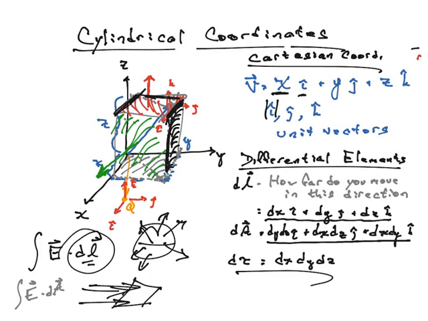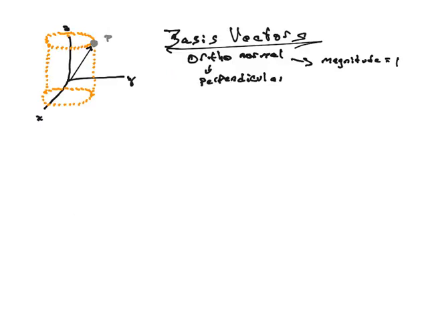If i hat had a magnitude of 2, then if I multiply x by i hat, it'd be 2 times x in the i hat direction. So they all have a magnitude of 1. They're normal. And i hat, j hat, k hat are all perpendicular to each other. They're orthogonal. x, y, and z are all perpendicular.